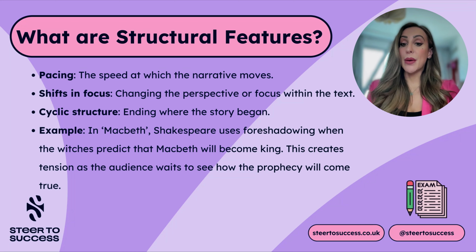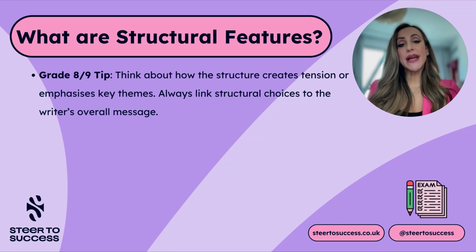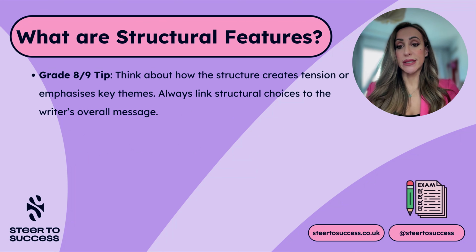So, as an example, in Macbeth, Shakespeare uses foreshadowing when the witches predict that Macbeth will become king. This creates tension as the audience waits to see how the prophecy will come true. And as a grade 8 or grade 9 tip, always think about how the structure creates tension or emphasizes the key themes, and always link structural choices to the writer's overall message. I know I mentioned this time and again, but it is so important.